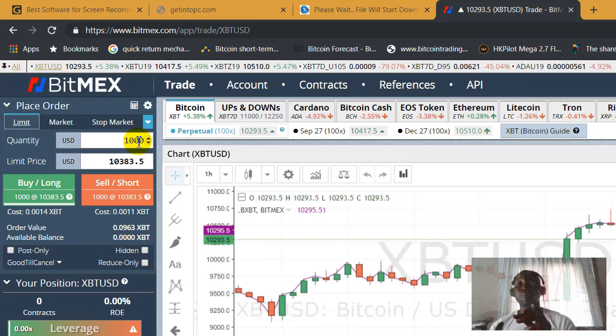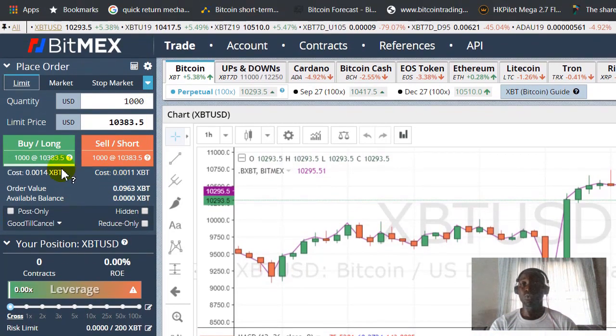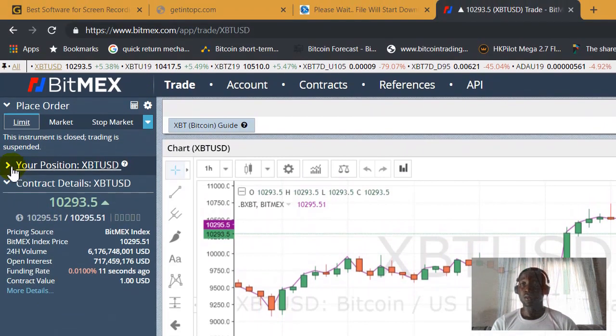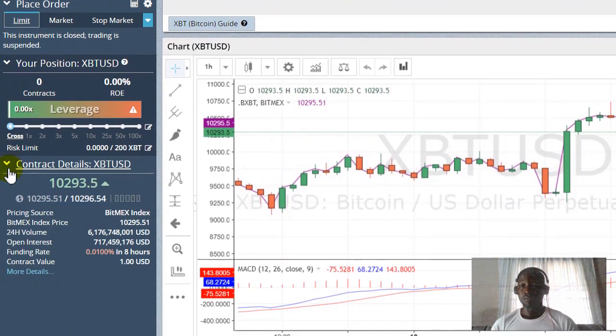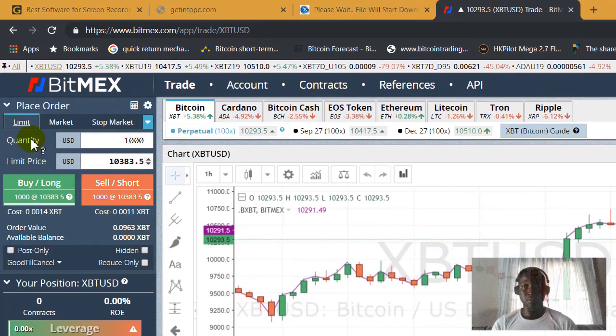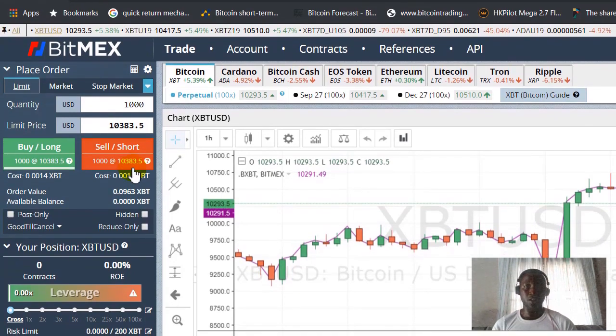We do experience this often on BitMEX. Sometimes trading is suspended at this moment. Sometimes this happens and it opens back, like right now it is back on.